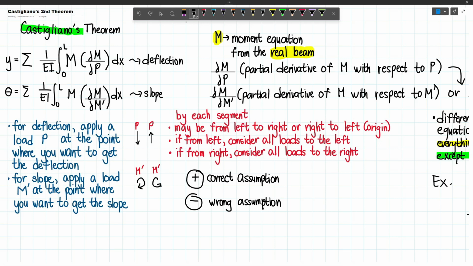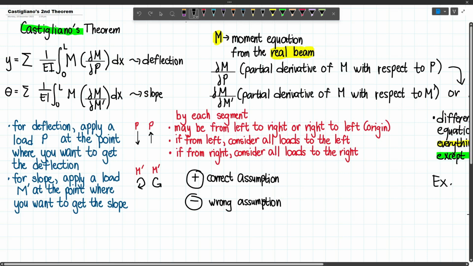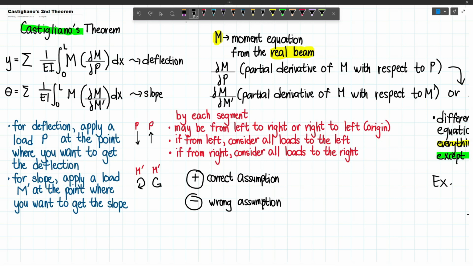Again, for deflection questions, we have to apply a load P at the point where you want to get the deflection. And then for slope questions, we have to apply a load M prime at the point where you want to get the slope. However, yung difference nito sa virtual work method is that yung application ng P saka M prime is nandoon sa real beam natin. Hindi na tayo magdodraw ng virtual system.